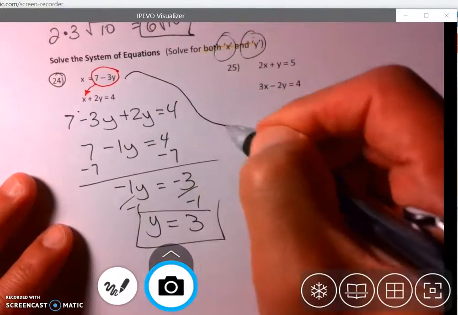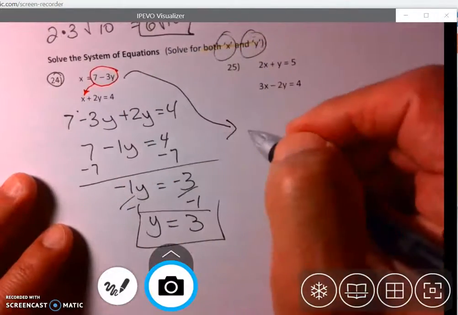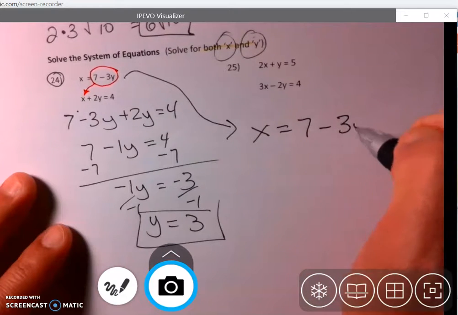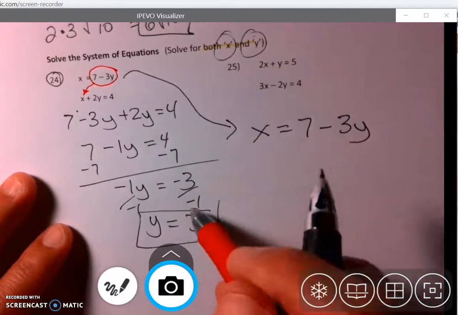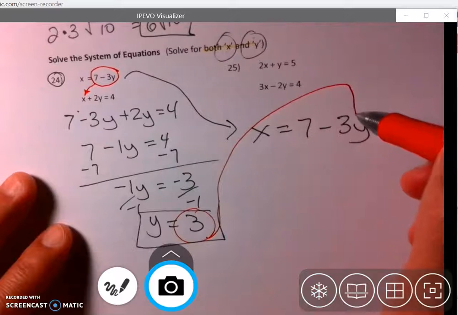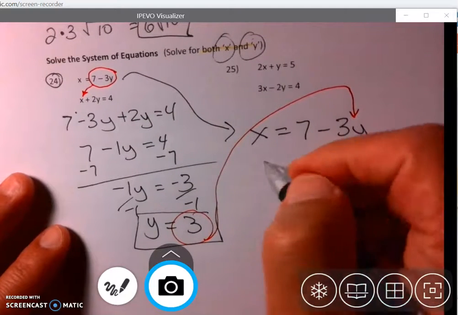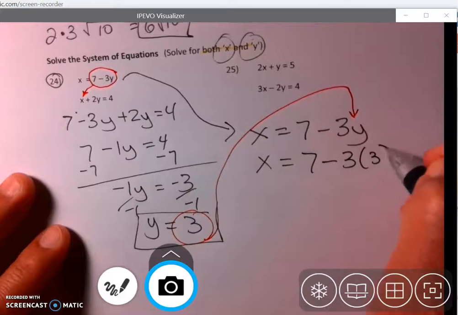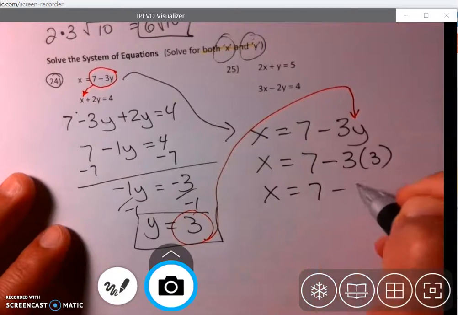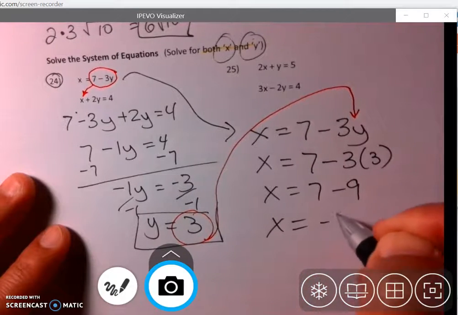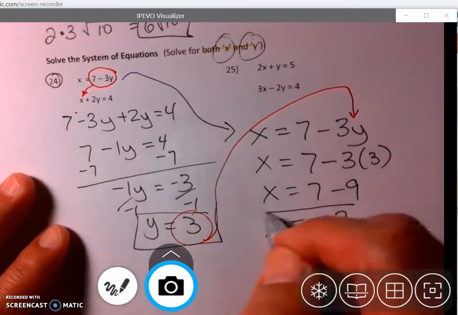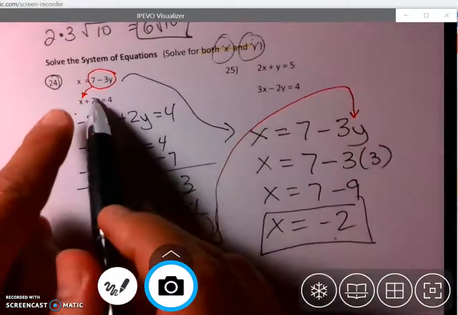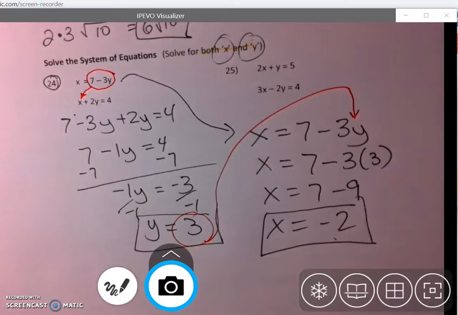So what we're going to do is take either the top or the bottom. It doesn't really matter. I'm just going to pick the top one here. You take either equation, and I now know what y is. I'm going to put it right there, which basically means substitute. And we're going to solve for x. So x is equal to 7 minus 3 times whatever this is, 3. X is equal to 7 minus 9, negative 2. 7 minus the bigger number is negative 2. So those are the 2 numbers. If I plug them in the top equation and the same 2 numbers in the bottom equation, both things will be equal.